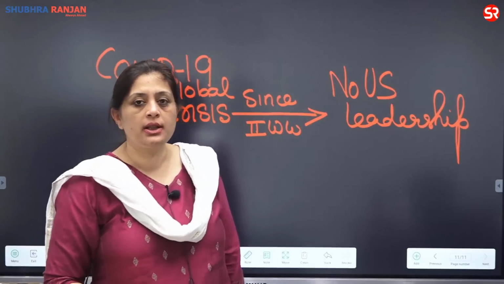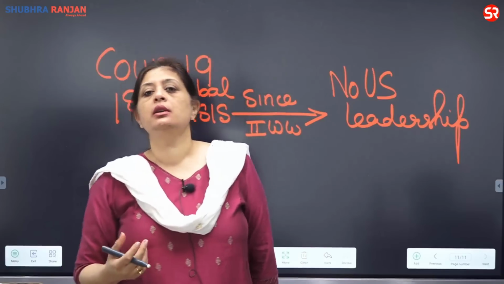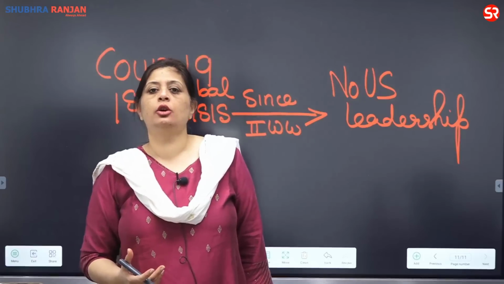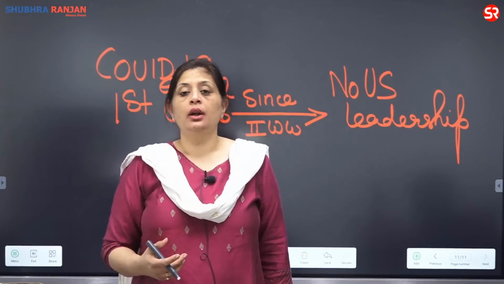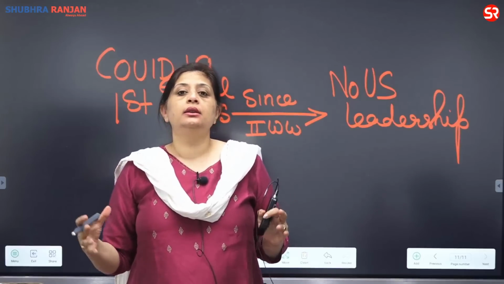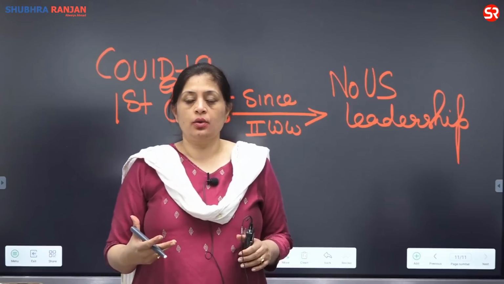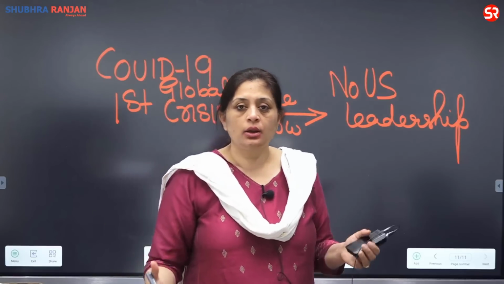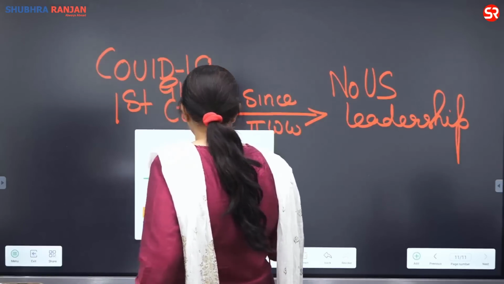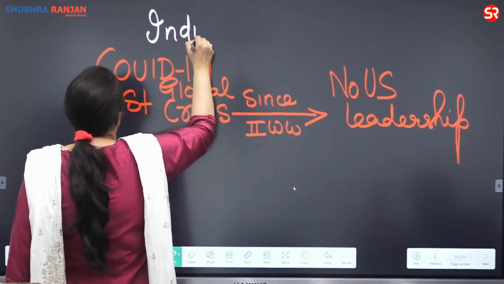So from 1991 onwards, the US was the undisputed leader, whether people loved the US or hated the US. And to the extent that the American political class was describing the US as the indispensable nation.